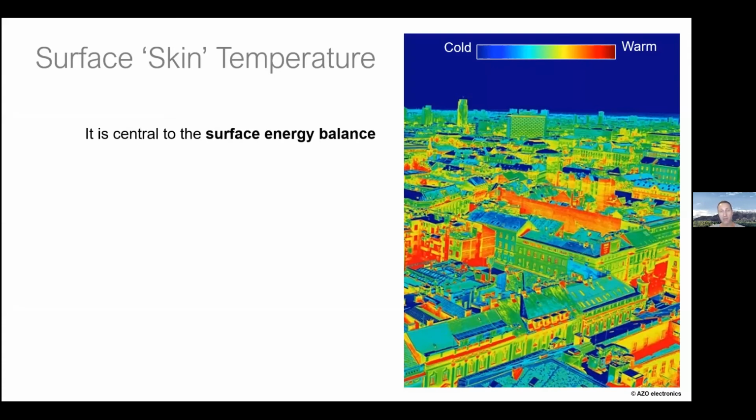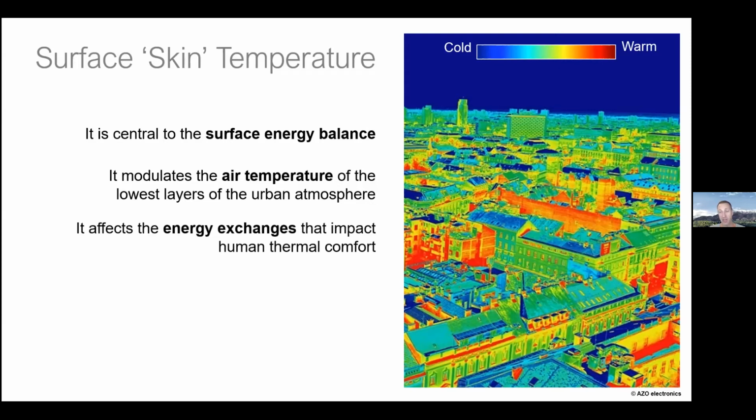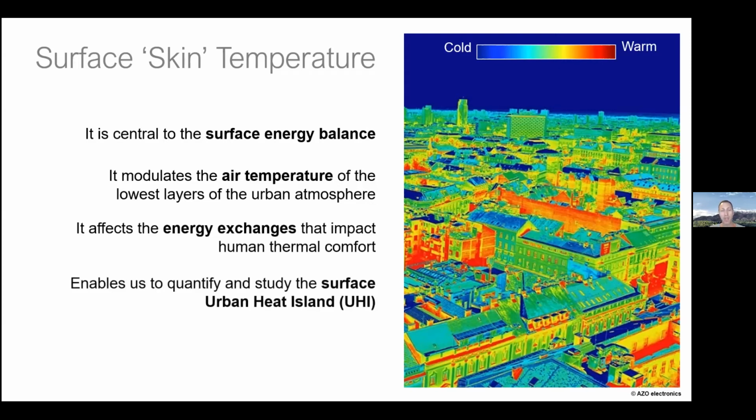It's central to the surface energy balance, since it controls the amount of heat flux emitted into the atmosphere. As I said, it modulates the air temperature above it. So the hotter the surface is, obviously, the hotter the air above it is going to be. And that obviously affects the energy exchanges relating to thermal comfort. And from the surface skin temperature, we can compute the surface urban heat island, which is what you guys are doing right now with ECOSTRESS data in the hackathon.